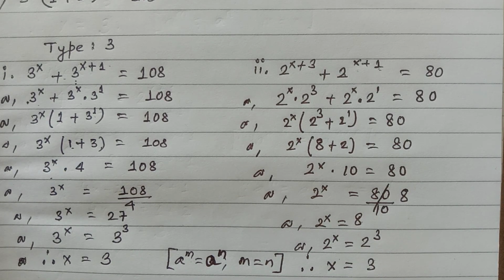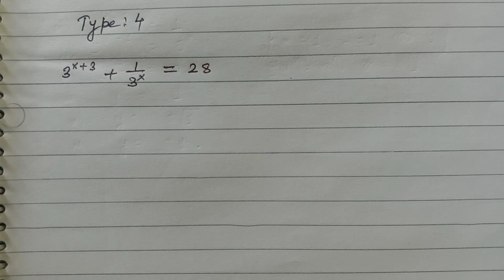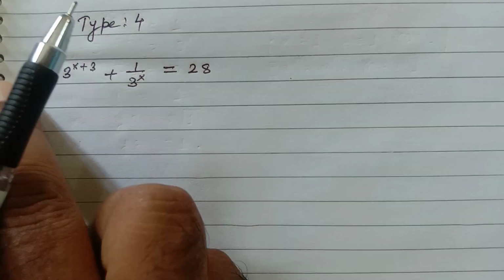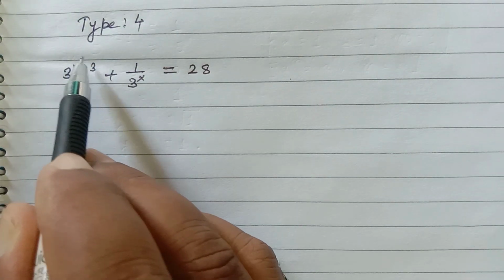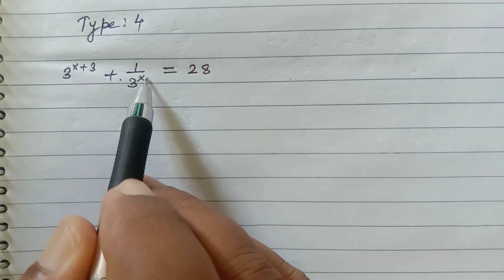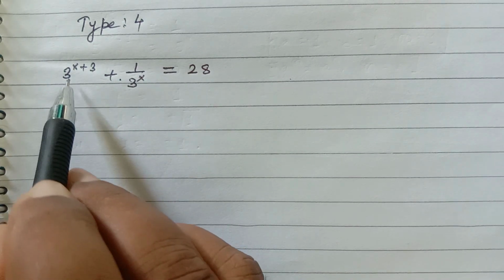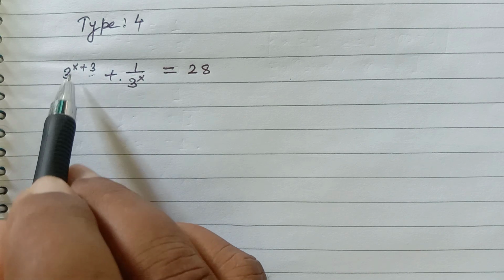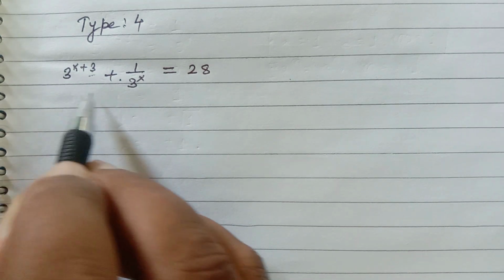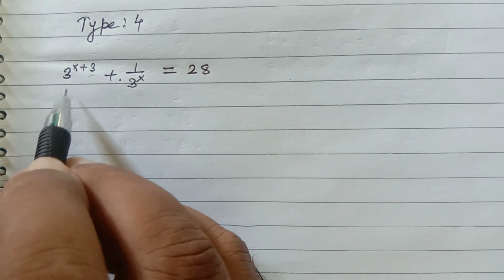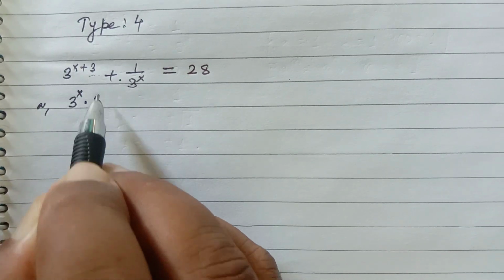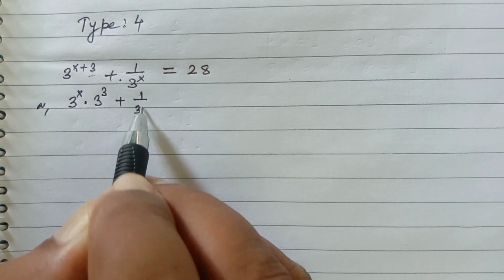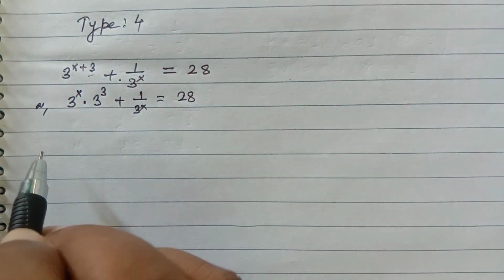Now let's go to the type 4 exponential equation. Here we have the type 4 equation: 3 raised to the power x plus 3, plus 1 by 3 power x, is equal to 28. The powers are added here, which means the base with these powers is multiplied. So here I have 3 power x times 3 power 3 plus 1 by 3 power x is equal to 28.